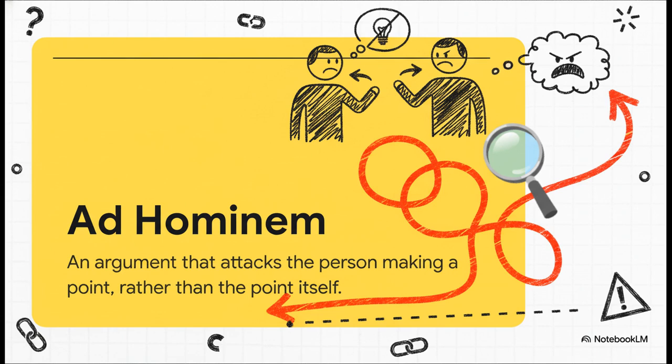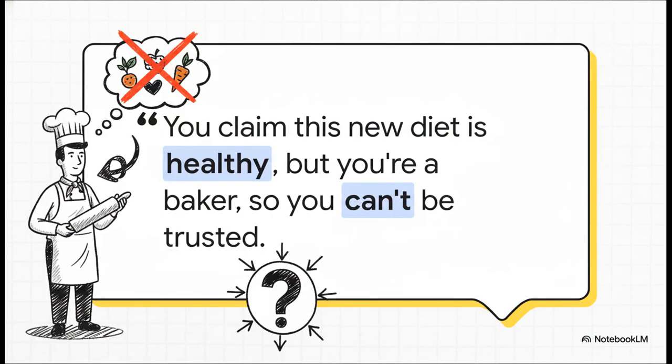Instead of dealing with someone's idea or their argument, you just attack them personally. You go after their character, their job, anything but the actual point they're trying to make. It's a total distraction. And this example just nails it. See what's happening? The argument completely sidesteps whether the diet is healthy or not. It just says, hey, you're a baker, so we're not even going to listen to you. But does being a baker automatically mean you can't present a valid argument about health? Of course not. The ad hominem just shuts down the conversation.